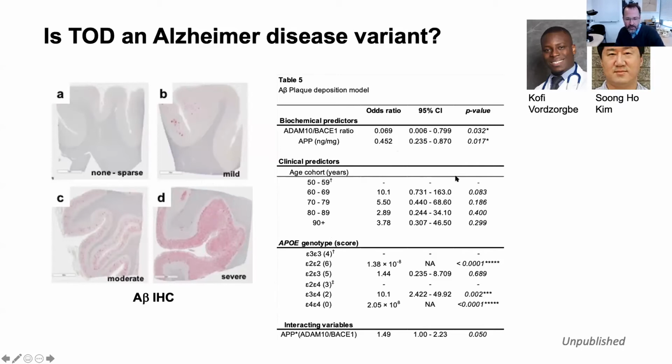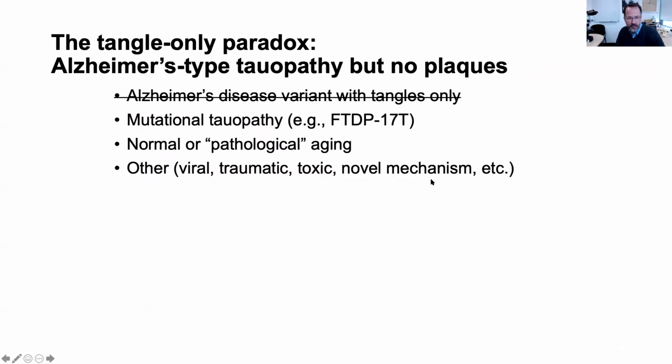But he was able to look at over 100 patients that had no, mild, moderate, or severe amyloid deposition. Using this cohort, he was able to show that the ratio of ADAM10 to BACE is a strong predictor of amyloid plaque deposition. So anyway, the conclusion from this is that PART is not an A-beta disease.